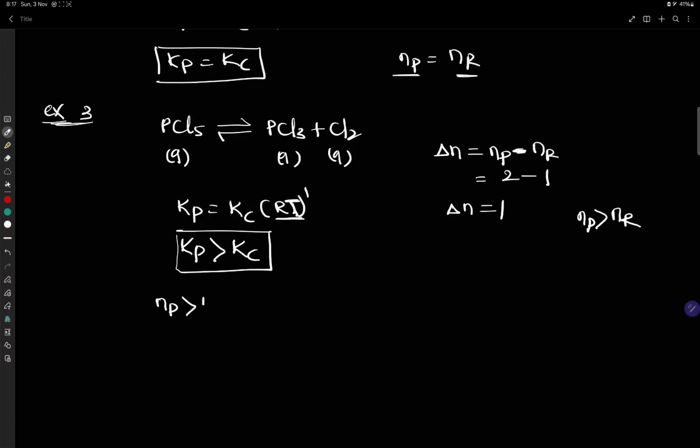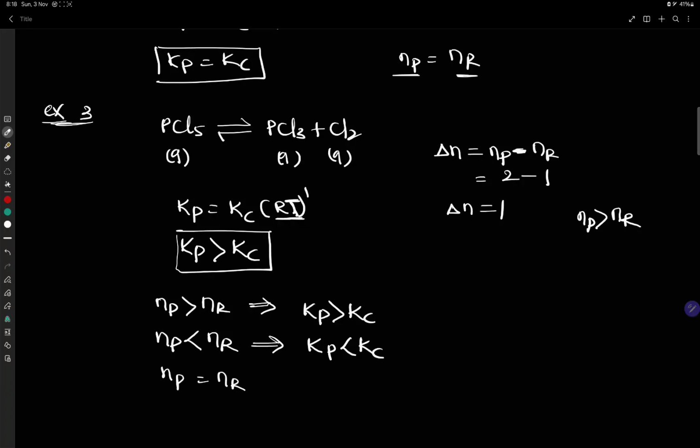If Np is greater than Nr, it is easy to identify: Kp is greater than Kc. If Np is less than Nr, by looking at the equation you can write the Kp Kc relation: Kp is less than Kc. If Np is equal to Nr, then what can you say? Kp is equal to Kc.